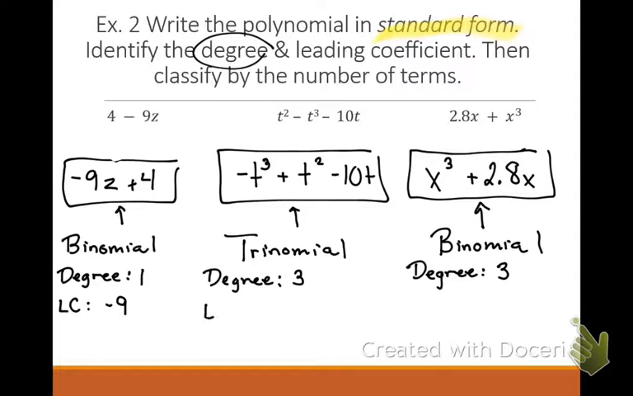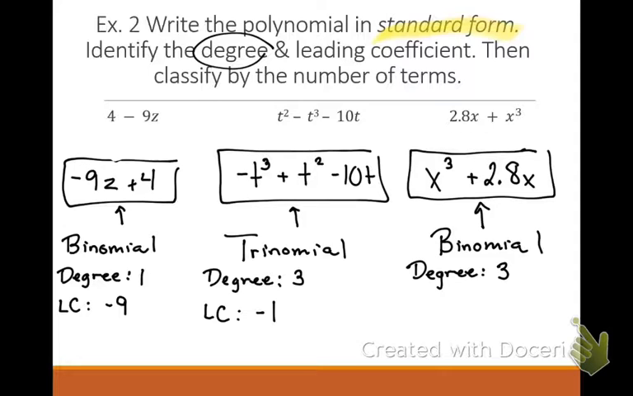What would be my leading coefficient on the second term? It's the very first coefficient that I see. Wait a second, I don't see one. Because it's an understood what? 1. Every variable has a coefficient in front of it. If there's nothing there, it's a 1. So my leading coefficient on my second expression is negative 1.